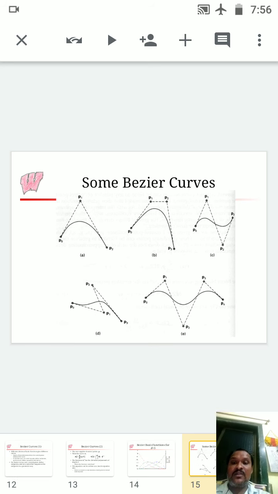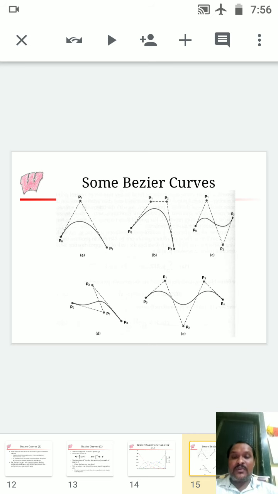In the first curve we have the simple curve, and we have the control points p0, p1 and p2. At the initial end we have drawn the tangent line from p0 to p1, and for this end we have again drawn the tangent line from p1 to p2. So these p0, p1 and p2 will be called the control points. These control points are going to have the line equations.